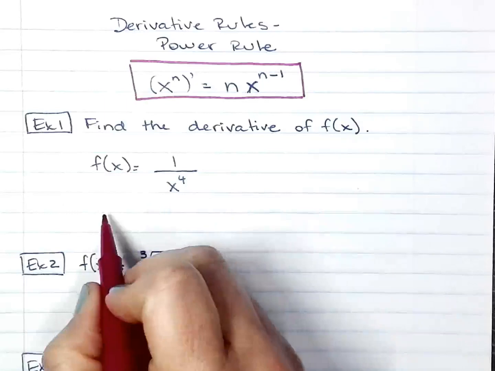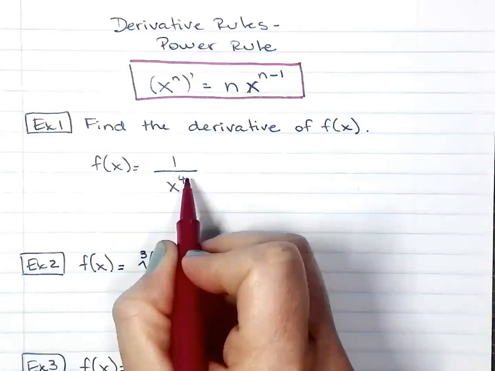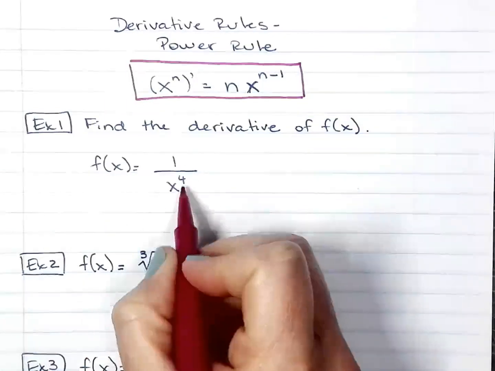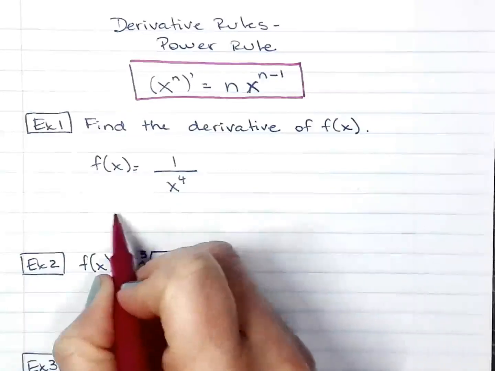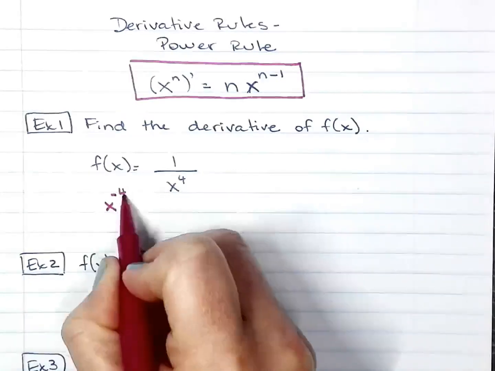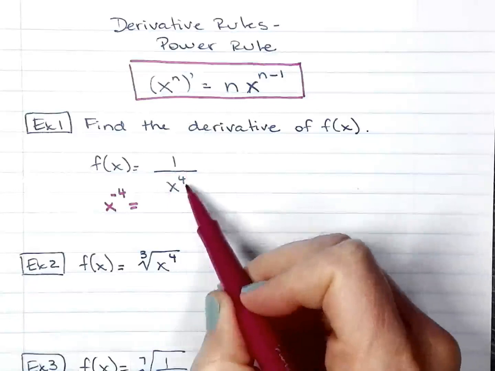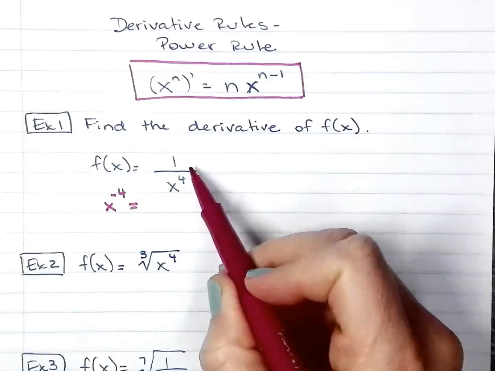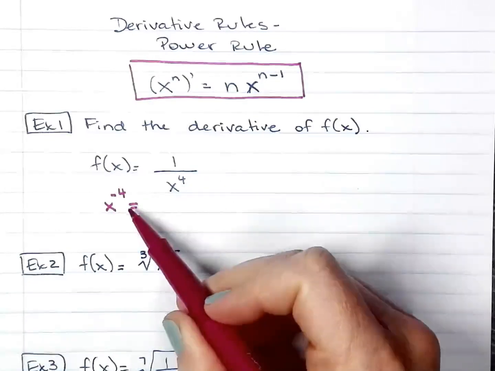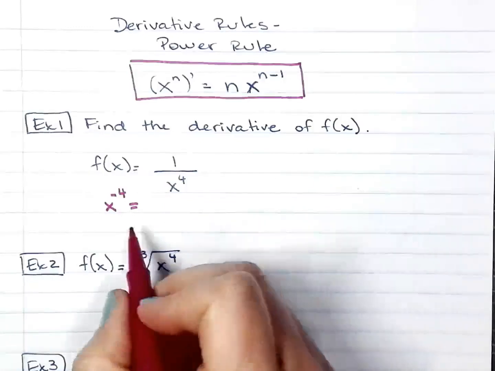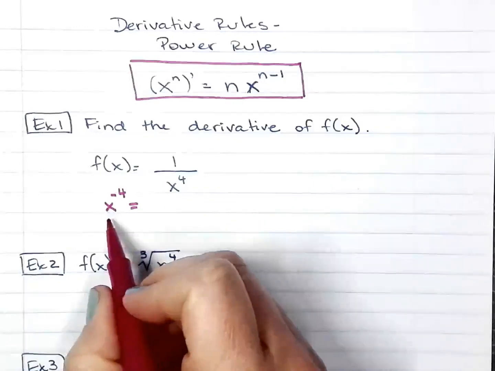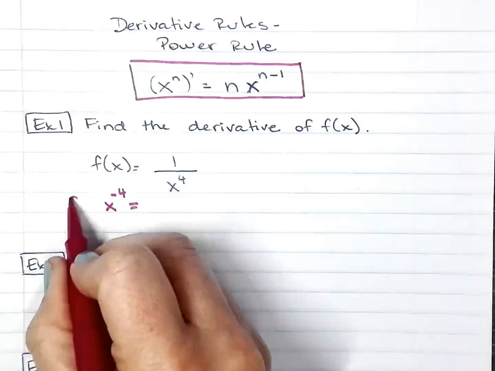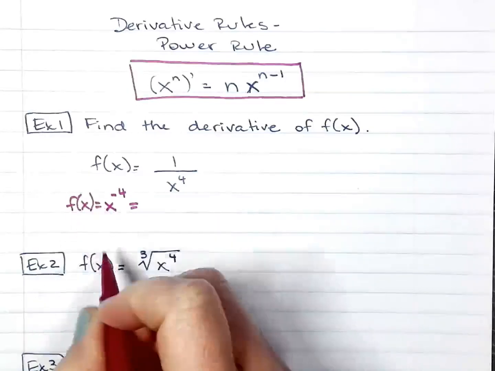So I'm going to go ahead and do that. I'm going to apply the laws of exponents over here. So I'm going to rewrite x to the power of negative 4, because I'm trying to put that up on top. The negative means reciprocal. And then from this point, I will find the derivative of this function right there.